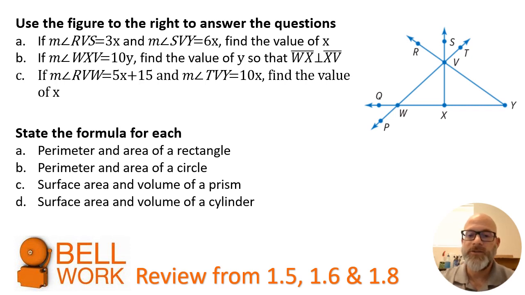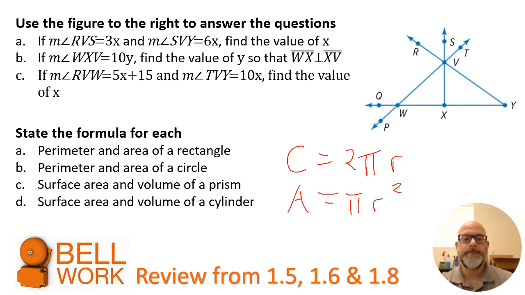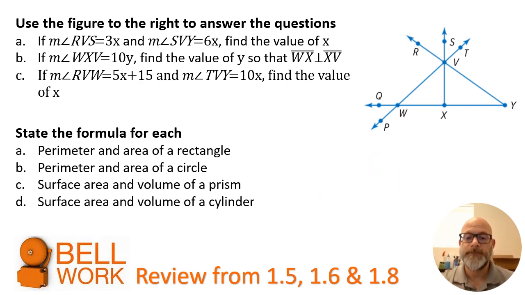The perimeter and area of a circle. Okay, the perimeter of a circle we call a circumference. That's 2 pi r. The area of a circle is pi times the radius squared. Those formulas you can find in 1.6.